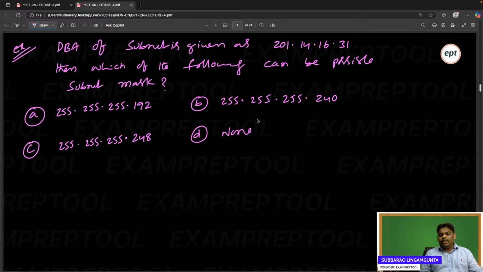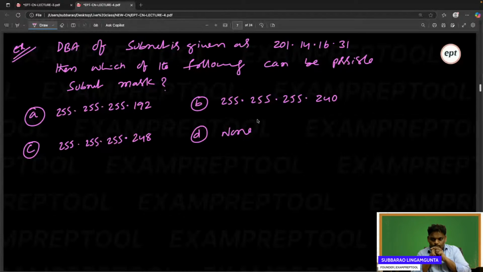DBA of subnet is given as 201.14.16.31. Then which one of the following can be possible subnet mask? Four options are given. Can you try this? It is a very interesting problem. Try properly, everyone.